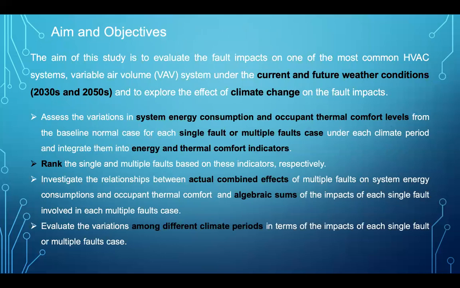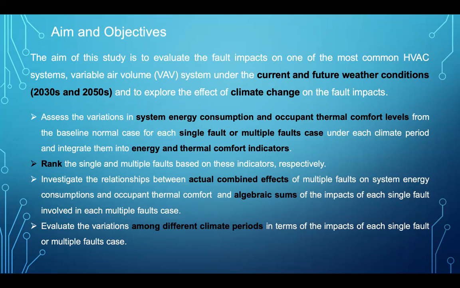First, we need to evaluate the variations in system energy and occupant thermal comfort for each single or multiple faults from the baseline normal case under each climate period. And these variations are integrated into energy and thermal comfort indicators. Second, these indicators are used to rank the single and multiple faults respectively.